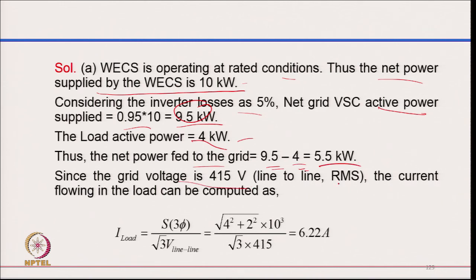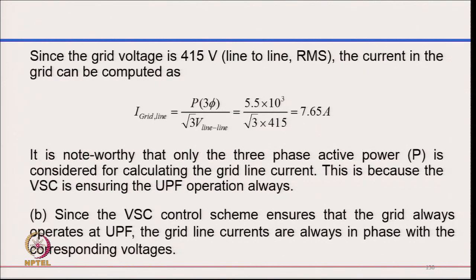Since the grid voltage is 415 volt line RMS, the current in the grid can be calculated from S divided by root 3 times line voltage. So, you have 4 kilowatt for the load and 2 kVAR. So, you can find the load current, 6.22 ampere, and then we can find the current to be computed for the grid. So, you have P, because we are maintaining unity power factor, divided by root 3 line voltage. So, from putting in the values we get 7.65 ampere active current.